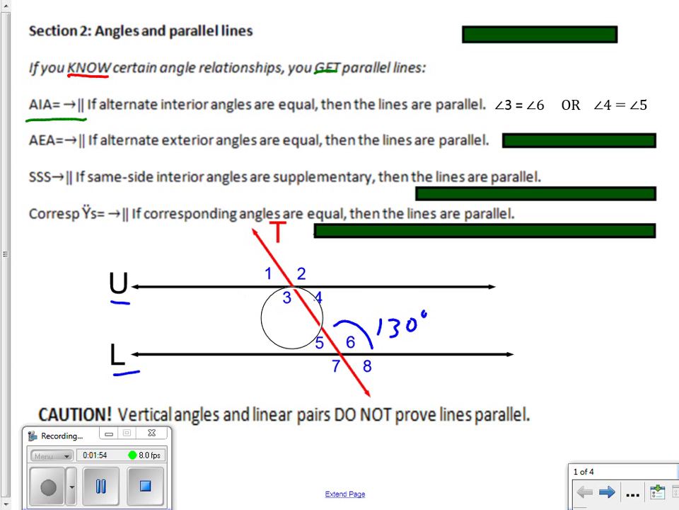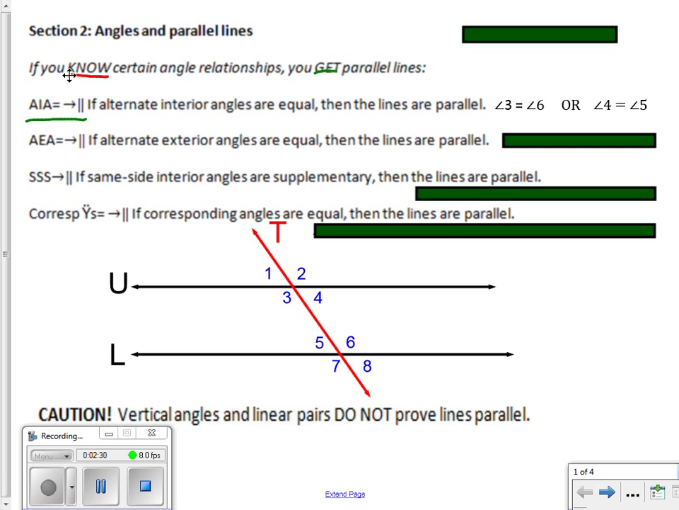Same thing if instead of using 3 and 6, we used angle 4 and angle 5. If I said angle 4 was 50 degrees and 5 was 50 degrees, again, those alternate interior angles are equal. That means for sure U is parallel to line L, because nowhere on here does it tell us that they're parallel. We can prove it if we know that the alternate interior angles are equal.